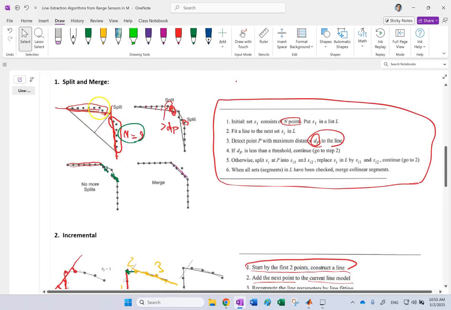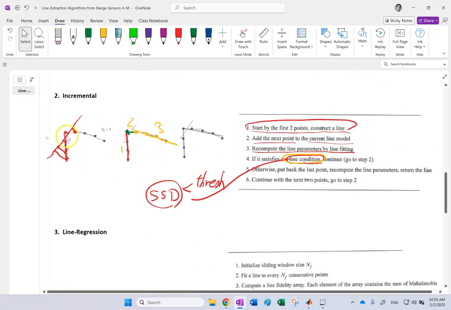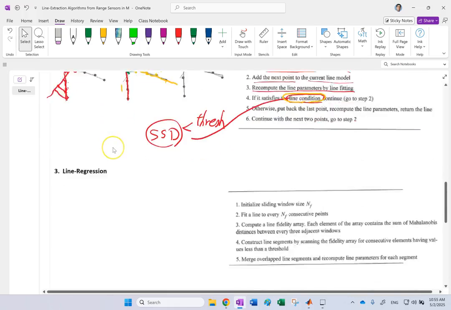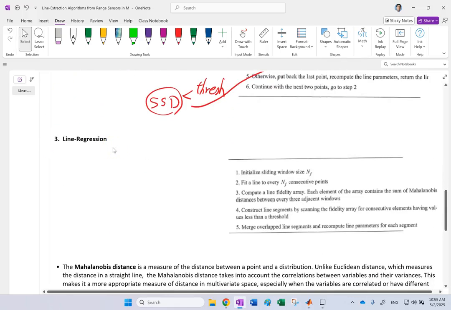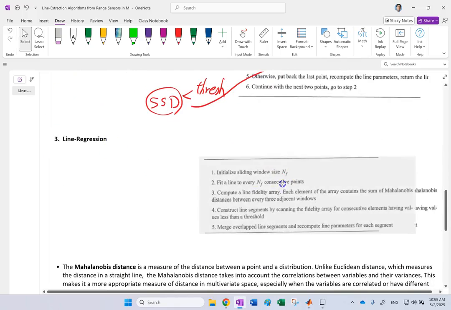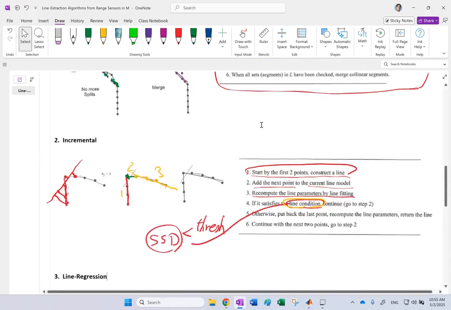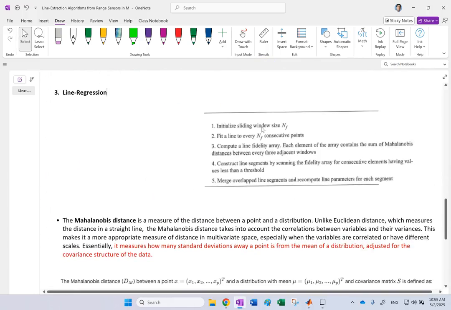Okay, the previous one, every n points you fit a line, you split, and then later you merge. But here you kind of start from the beginning and keep going. And also we have line regression. So what is line regression? Let me talk about this as well. So in line regression, I can show you a picture of that here, but I would rather do it with my MATLAB code that I wrote for it.